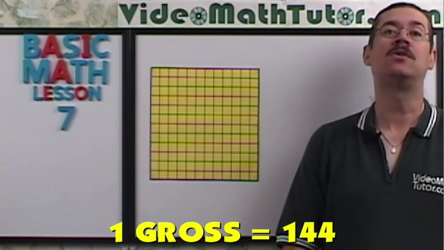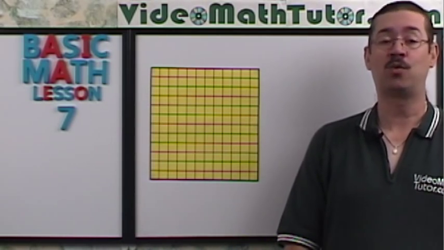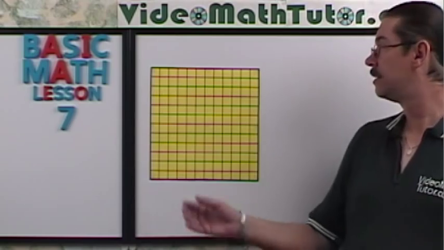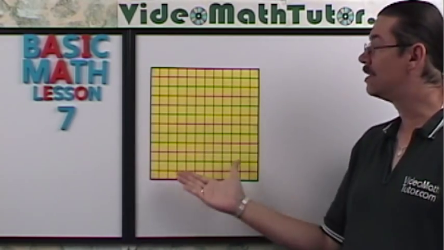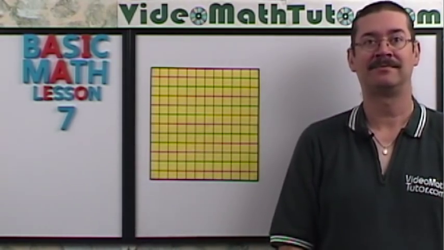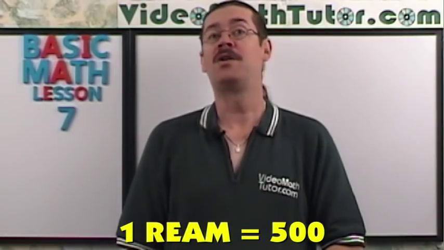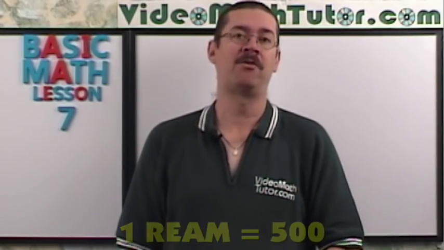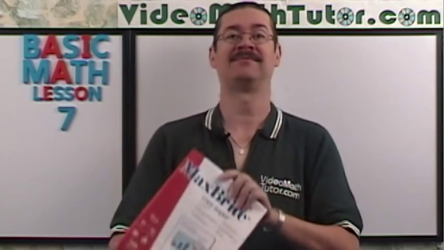1 gross is equal to 144. It's 12 dozen, or a dozen dozen. Here's an example. I have 12 rows of 12 squares. 1 ream is equal to 500. For example, a ream of paper.